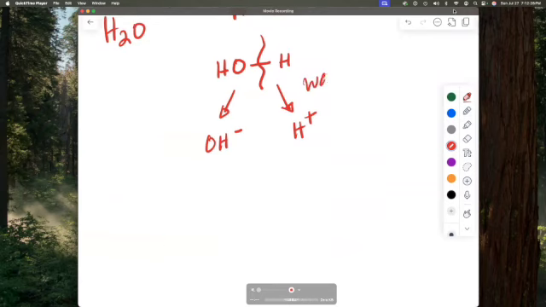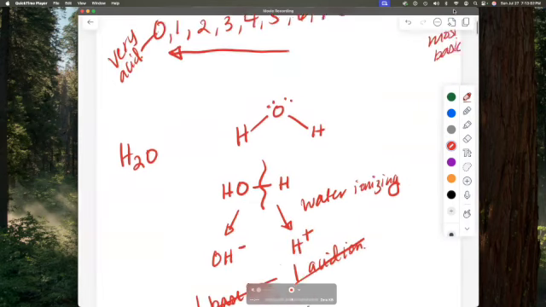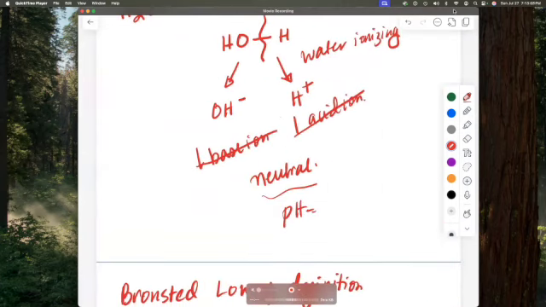So this is water ionizing, right? When water ionizes, we get one base ion for every one acid ion. So water is both basic and acidic at the same time. For that reason, we call it neutral, because essentially the base cancels out the acid. So it's neither. Okay? So water will be neutral. Does that make sense? Okay. So I think I covered that. And for that reason, water has a pH of 7.